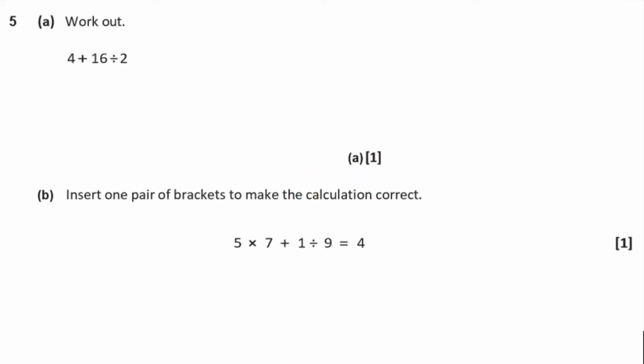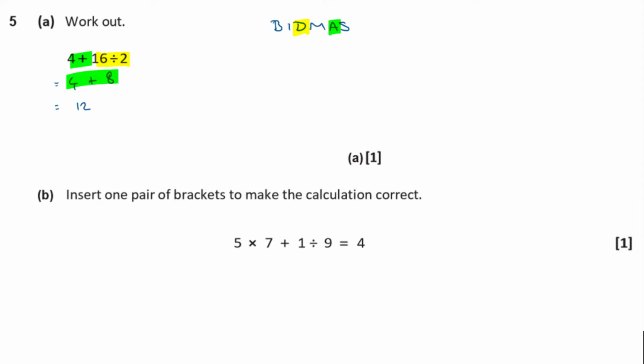Okay. Question 5a, work out 4 plus 16 divided by 2. Well, we've got an order of operations question here. Need to be thinking about BIDMAS, brackets, indices, division and multiplication, addition, subtraction. So we've got some division here, and we've got some addition. Now addition comes after division, doesn't it? So we're going to have to do the dividing first. 16 divided by 2 is 8. So that means I've got 4 plus 8, and I'm going to add those together, and that's going to give me 12. Okay, so the answer is 12.